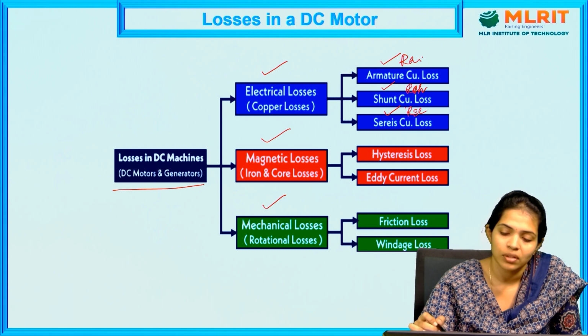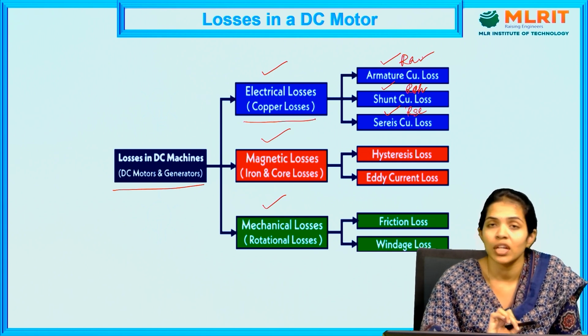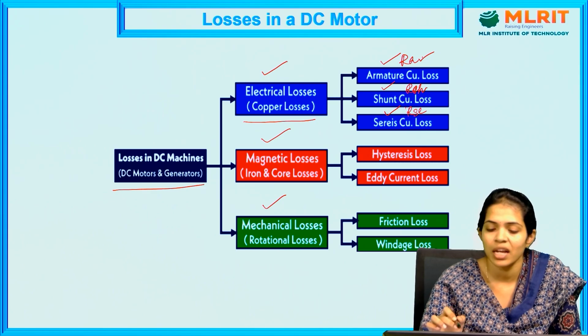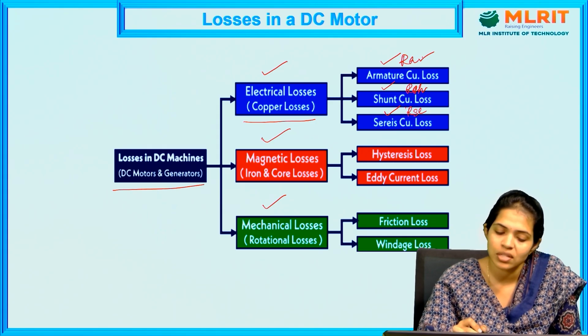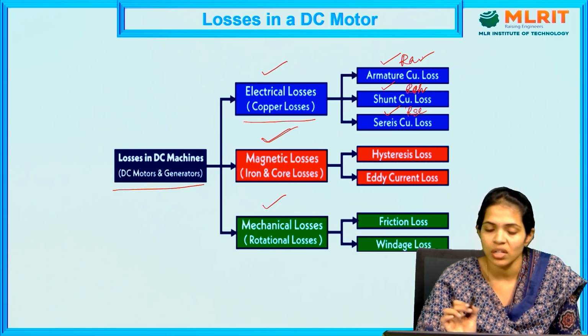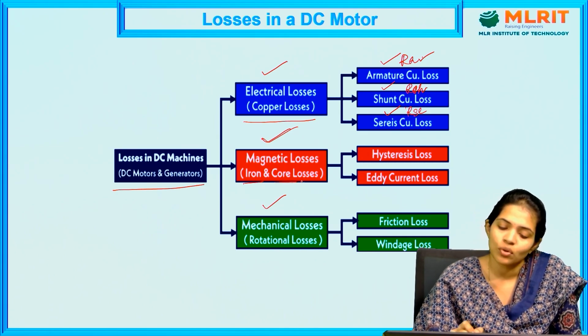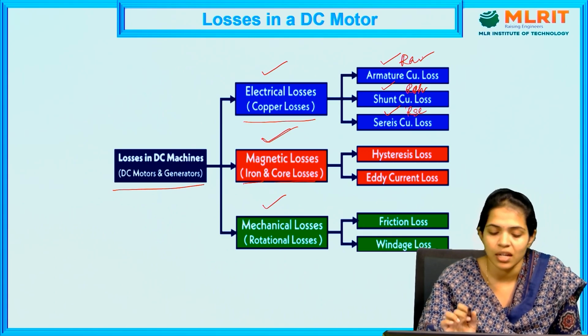So we have three kinds of electrical losses, together called copper losses, which occur across the armature, shunt field winding and the series field winding. And then we have magnetic losses. Magnetic losses basically occur in the core, that is, in the stator of your DC machine, whether it may be generator or motor. So iron and core losses occur in the magnetic poles which are fixed to the stator.